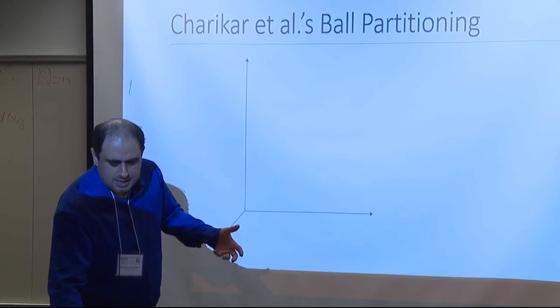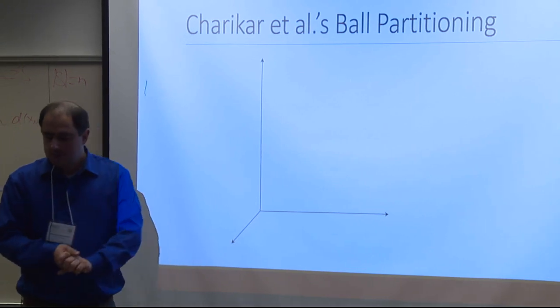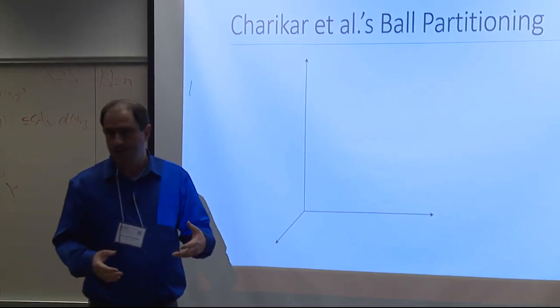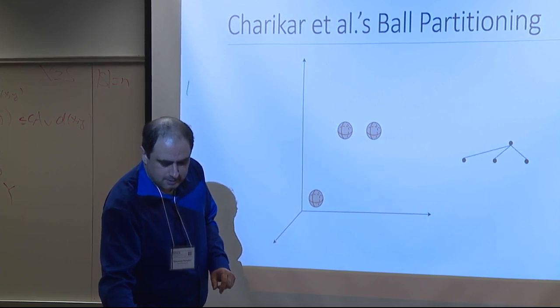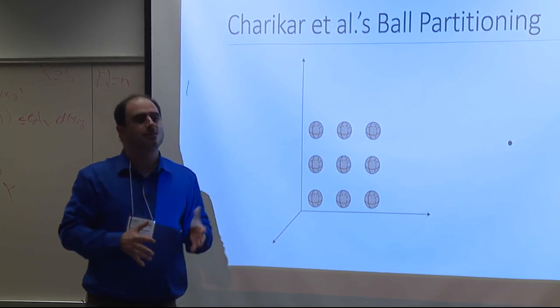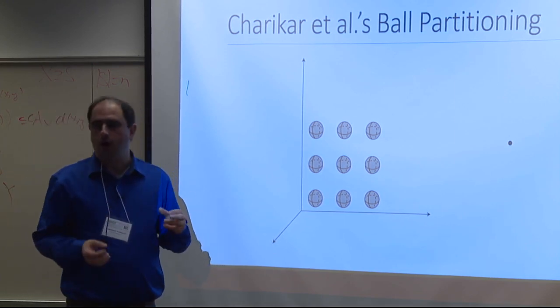There is another one, Charikar et al. Ball partitioning, that they have done actually to de-randomize Bartal. That was the main thing. But the way that they are doing it is a bit different. They are doing this kind of grid partitioning, as I mentioned, but they are adding balls. How do you do that?